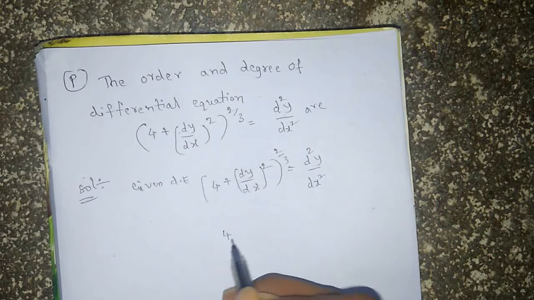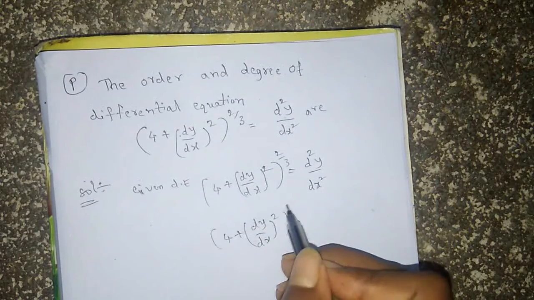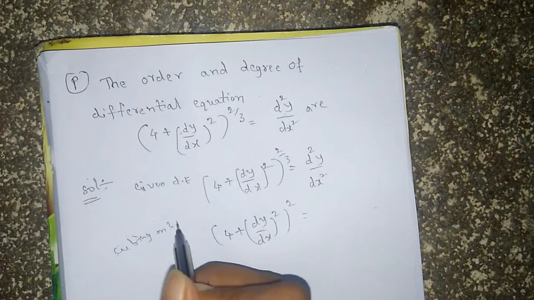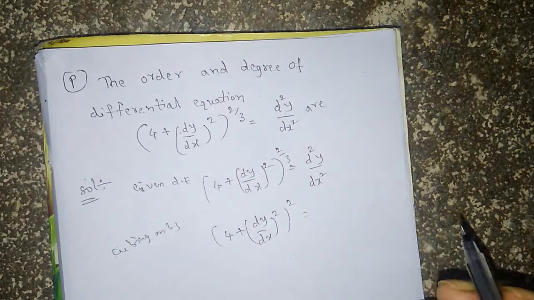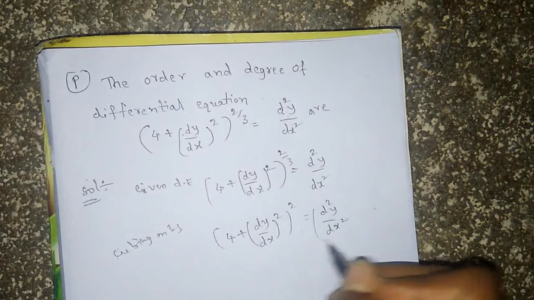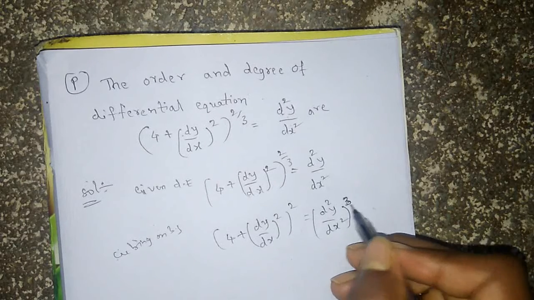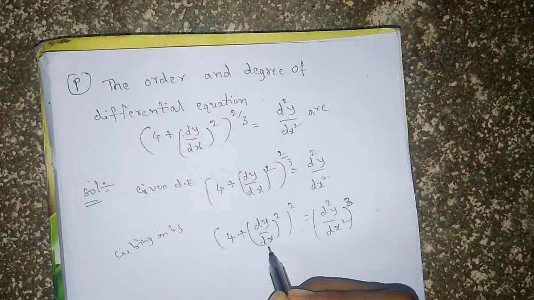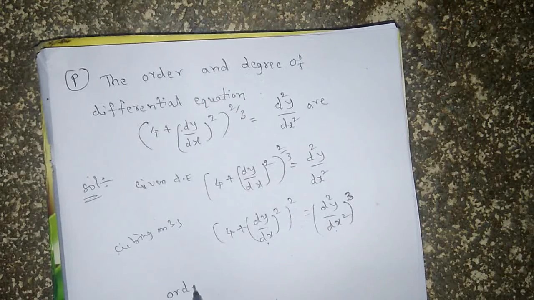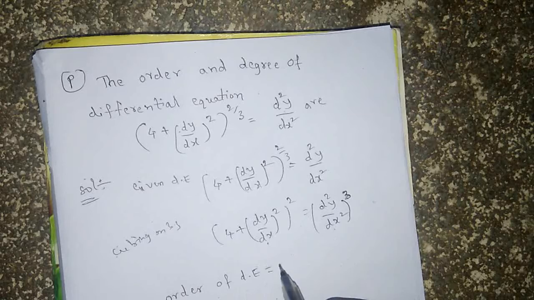First remove the fraction, that is, 4 plus (dy by dx) whole square, cubing on both sides. I will get cubing on both sides. Here the 3 will cancel. This is equal to (d square y by dx square) whole cube. So here, order means dy by dx is first order, d square y by dx square is second order. So the order of the given differential equation is the highest one, which is 2.